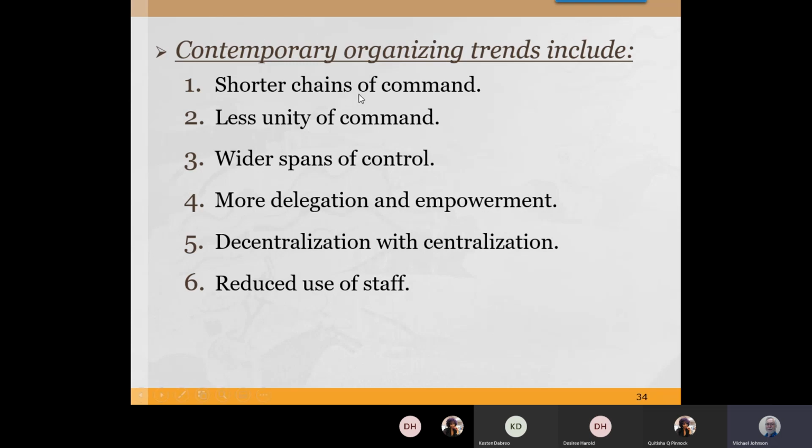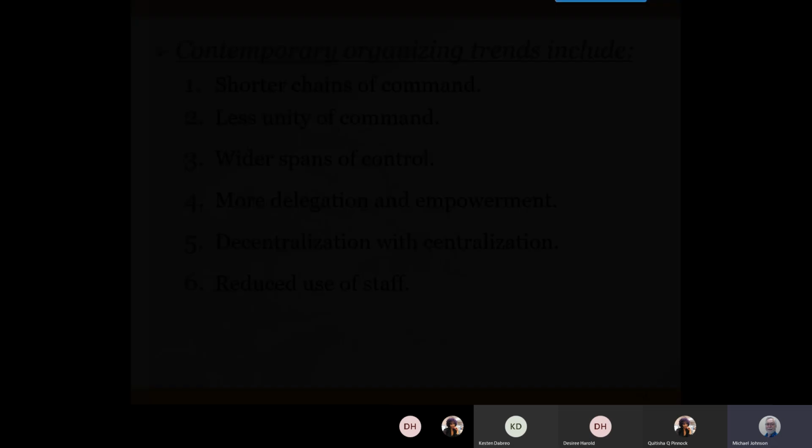So short chains of command means few levels, very few. Less unity of command, wider span of control. You can control more people, more delegation and also empowerment, and also decentralization with centralization. This is one of the beautiful factors here. And also reduced use of staff. Let's take a look.